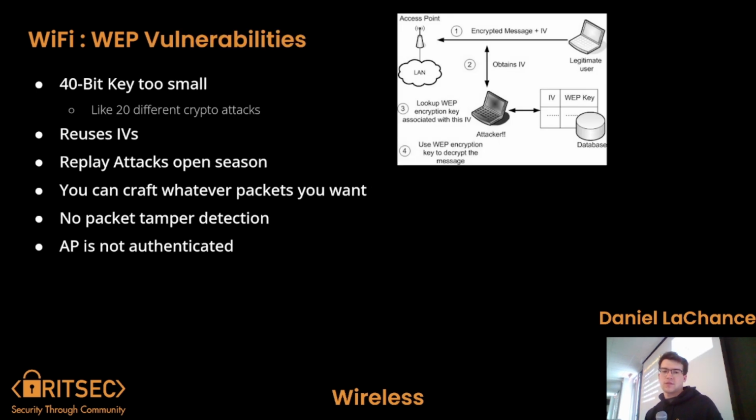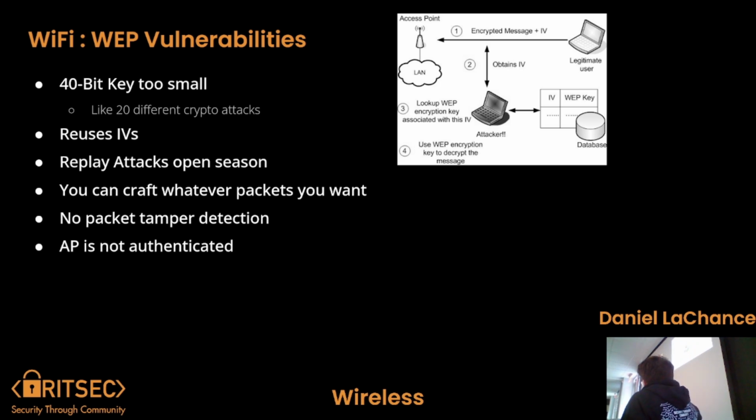Let's talk about some vulnerabilities. As I mentioned before, the 40-bit key is too small, and if you have enough frames, you have enough initialization vectors to just start brute forcing it. Also, it reuses some initialization vectors. The IV is only 24 bits, so obviously it's going to have to reuse some of them in the same communication.